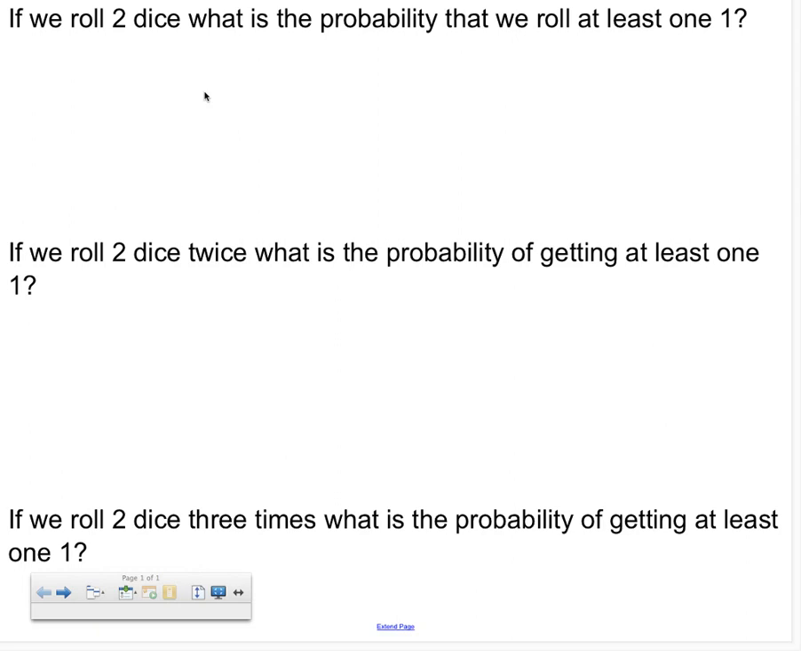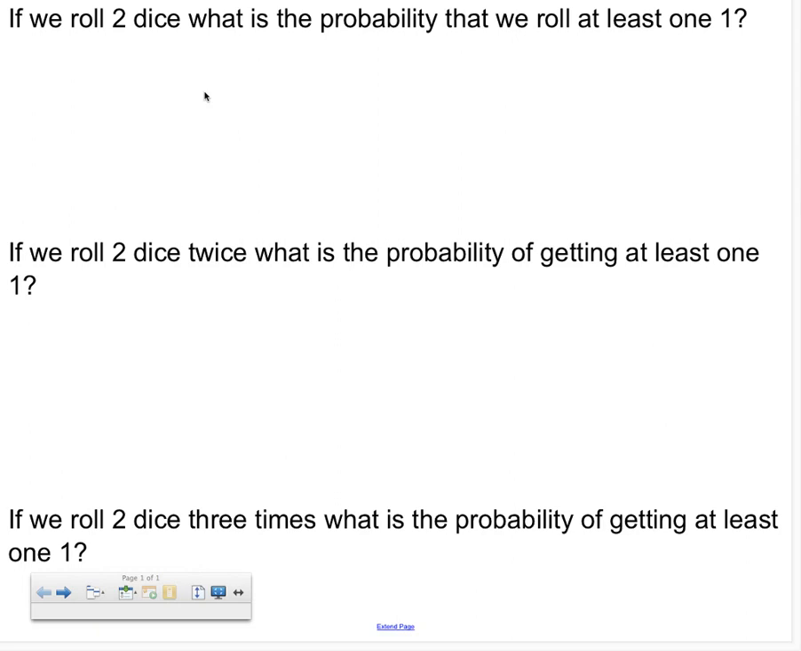once, but we also want the chance of it happening more than once, like twice, 3, 4, 5, 6, as many times as it can. So we have to account for all those situations, which makes it a little bit different than normal probabilities. So we'll take a look at a basic one here first. If we roll 2 dice, what's the probability that we roll at least 1 1?